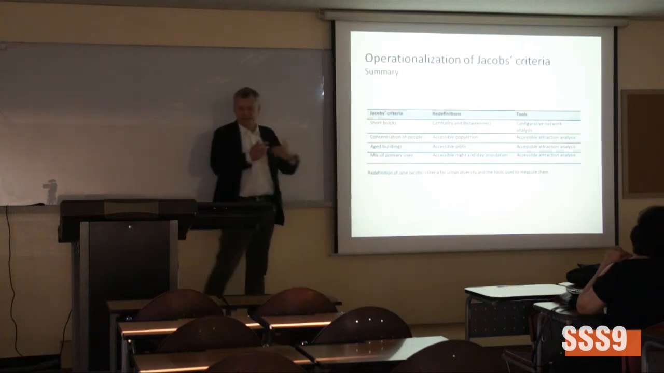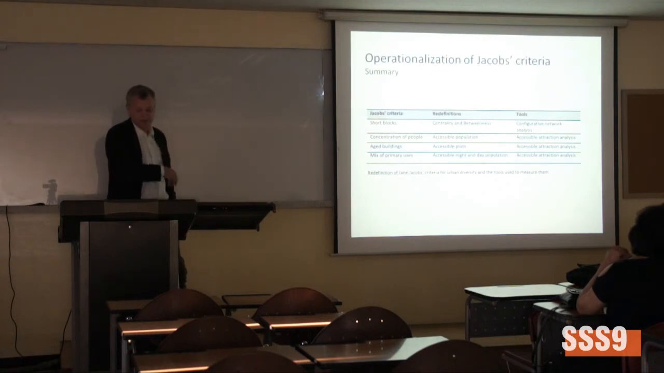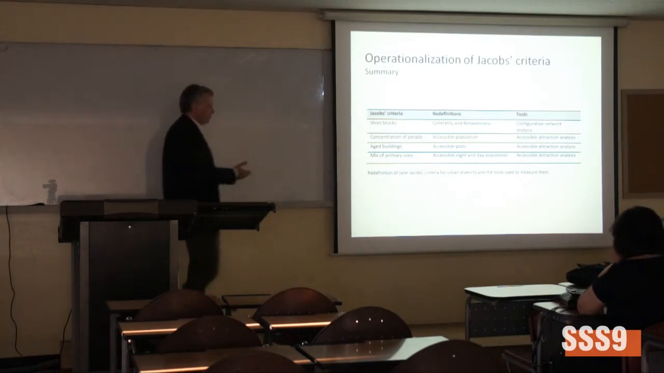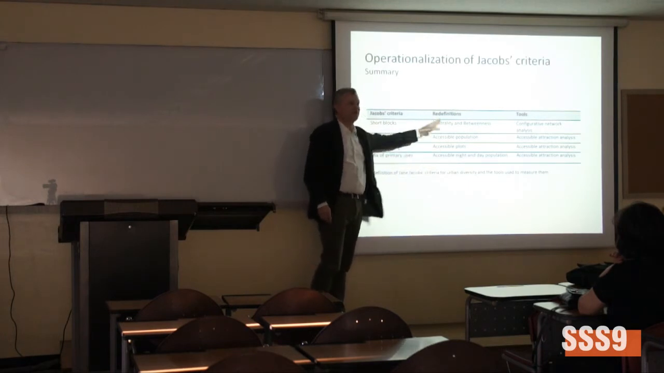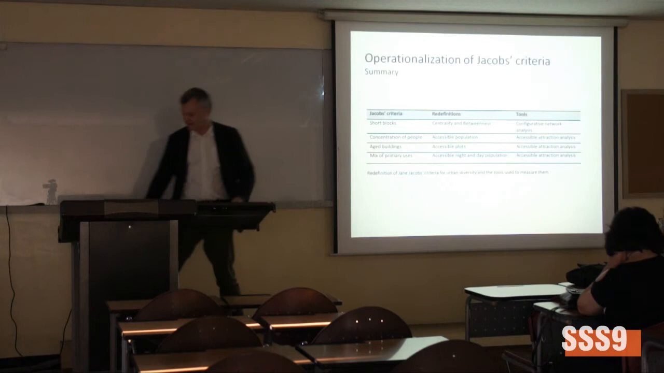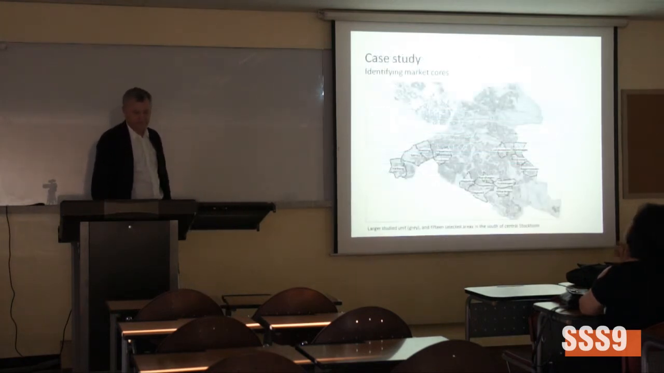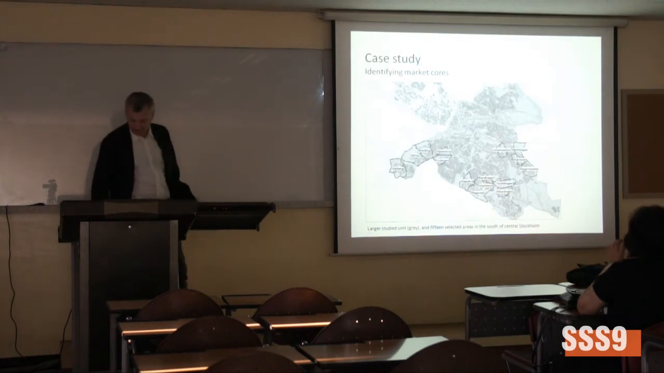So we now have a set where we can do a test. We have translated our concepts. We have a tool to analyze it. Let's see how far we get. Which one will work best? Of course, you can argue whether this is a good translation of Jane Jacobs, but it's a test. The case study is 15 areas around the center of Stockholm.